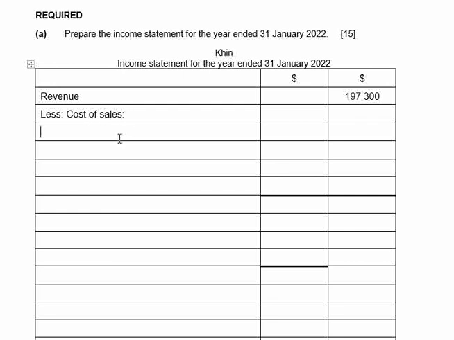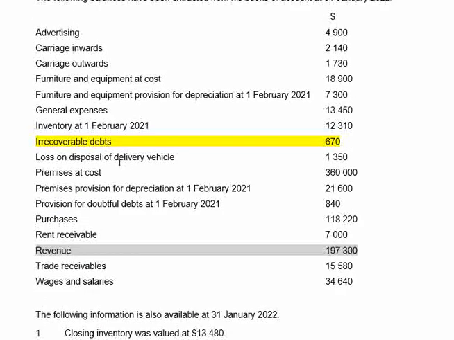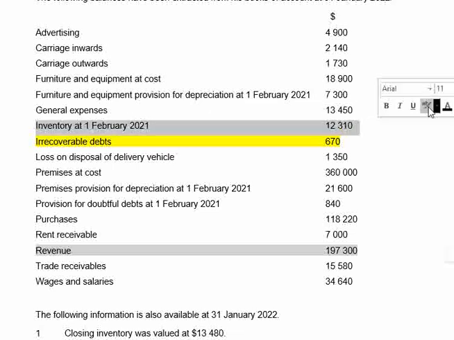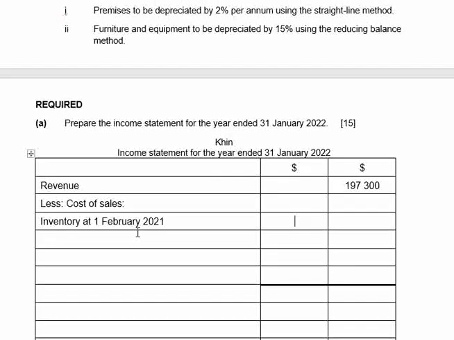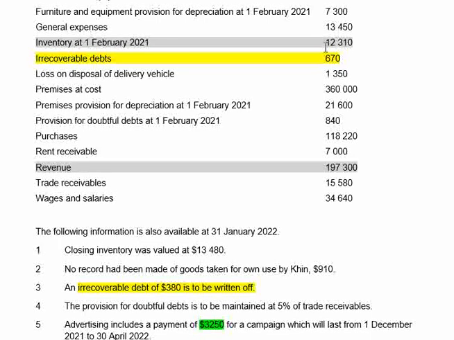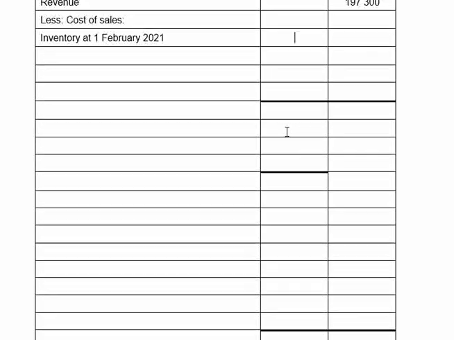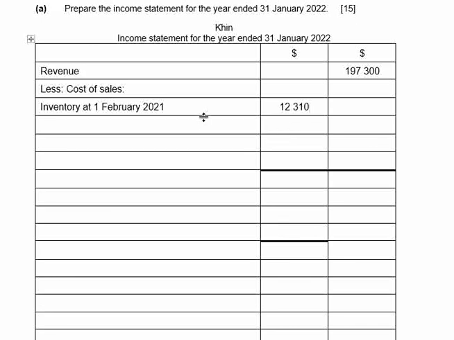So in cost of sales, if we remember in the format, we have opening inventory here. So we will not write the word opening inventory. Instead, we write inventory at. Now you can find it here. Inventory at 1st February 2021. Okay, we will write it here. Inventory at 1st February 2021. Okay, so if we see the inventory values, the cost of the inventory is 12310. So we will write it here like this. Okay, I hope that you are understanding this.